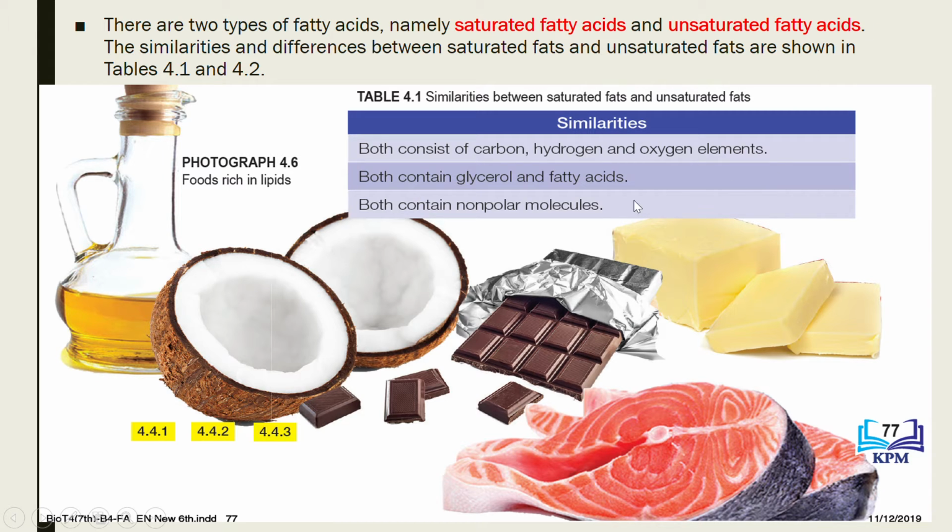Let's look at the similarities. Since they are triglycerides, they are fats, so they contain the elements C, H, O. They both contain glycerol and fatty acids, and they are non-polar molecules with hydrophobic properties. These photographs show foods that are rich in lipids.